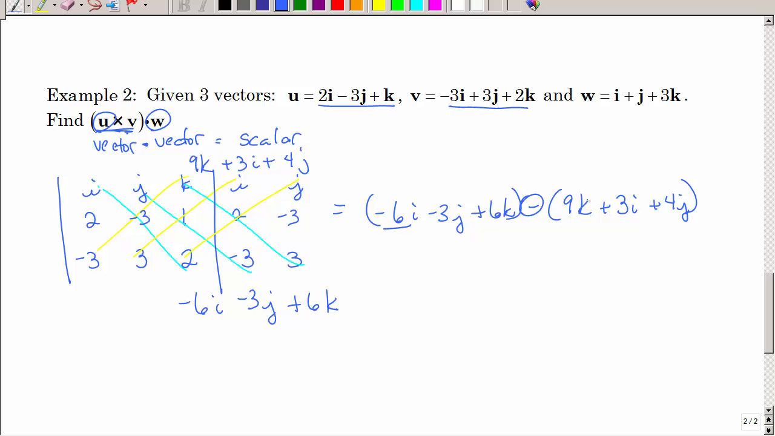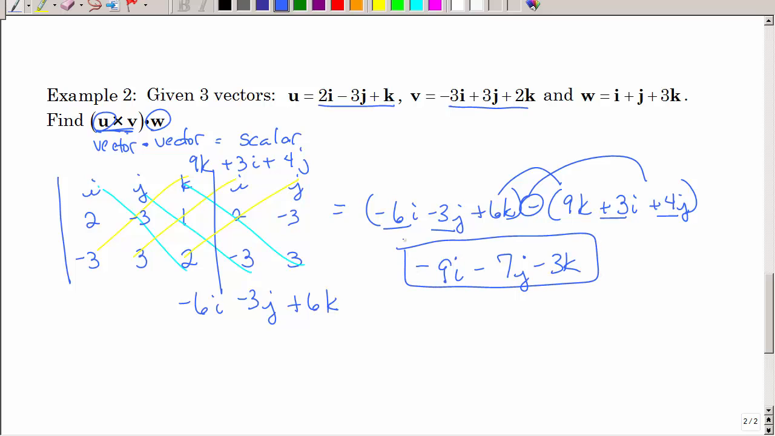All right, so we have negative 6i minus 3i, so that's negative 9i. Then we have the j's, so we have minus 3j and a minus 4j, so that's minus 7j. And then the k's. Okay, so that is equal to u cross v. Right, so we have negative 9i minus 7j minus 3k, and I want to now dot it with w.